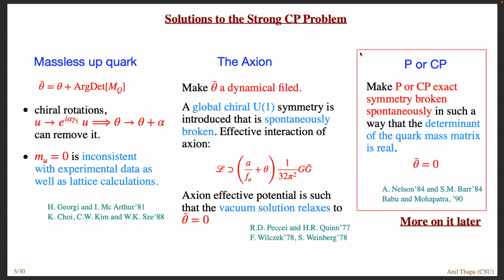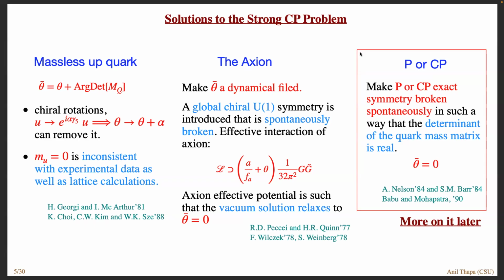There are various solutions to the strong CP problem. The first one is, what if you consider a massless up quark? Spoiler alert, the quark masses are not 0. If you do that, you can do a chiral rotation to remove this theta term. Of course, m_u equal to 0 is inconsistent with both experimental data as well as lattice calculation. The second solution is axions, a very widely studied solution, and quite beautiful.